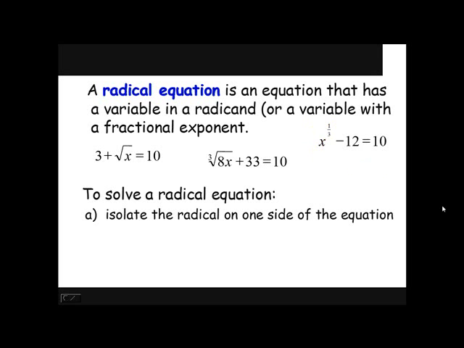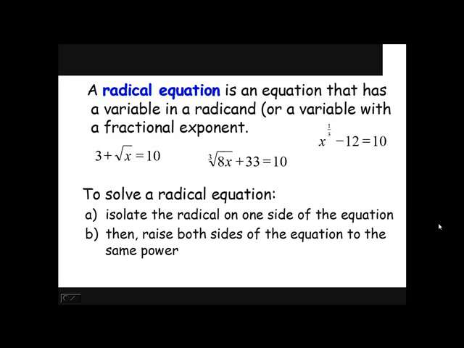To solve a radical equation, we're first going to isolate the radical on one side of the equation. So in this case, we just subtract 3 to isolate the root x. Then we're going to raise both sides of the equation to the same power. In this case, we'd square both sides. In this case, we'd cube both sides.